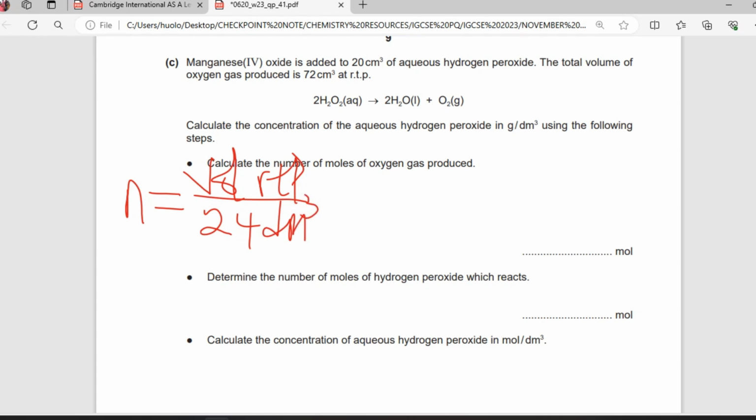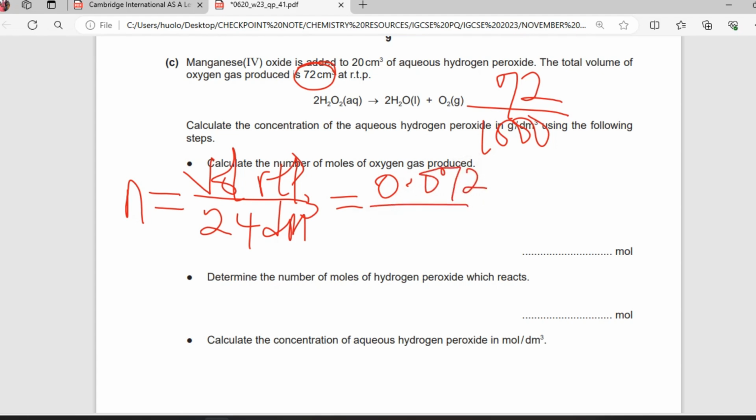So what I'm going to do now is convert this 72 to dm cube, and you do that by dividing by 1000. So 72 divided by 1000 gives you 0.072 over 24, and our answer is 0.003. Usually you want to leave your answer to 3 significant figures.